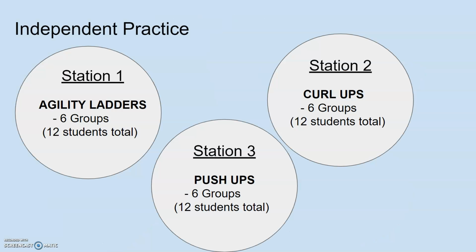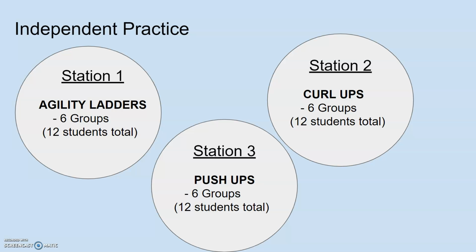There will be 3 stations for students to visit throughout the duration of the lesson. Each station will consist of 12 students total. However, only 6 students will be participating in the activity at each station per round. While their partner is performing the exercise, the student standing on the sidelines will be counting the number of reps and writing it down on their partner's worksheet.